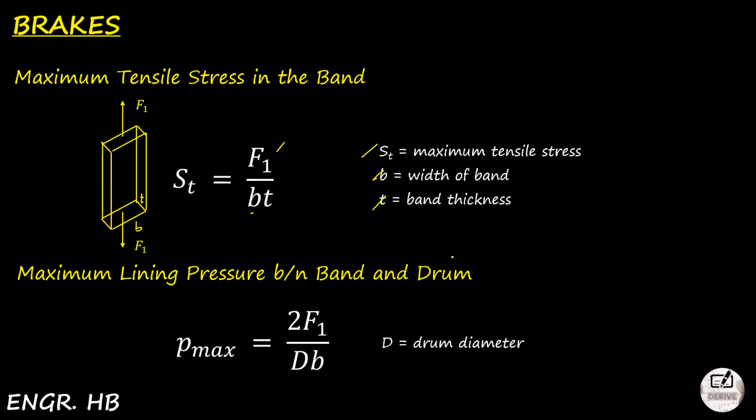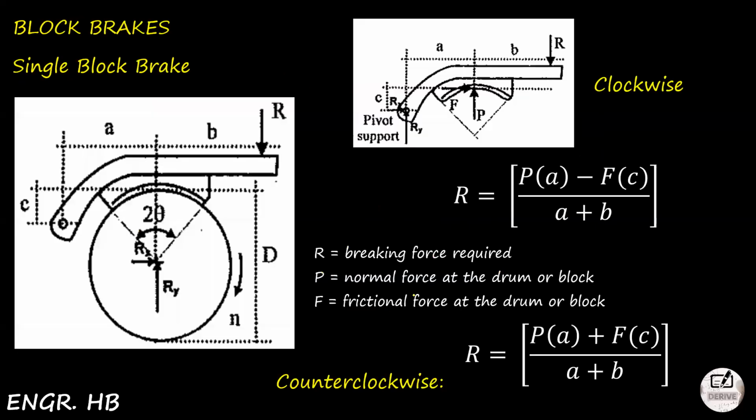And of course, we have the maximum lining pressure between the band and drum. So that is Pmax, and the maximum lining pressure is equal to 2F1 over D times B, or it can also be F1 over radius times width. But it can also be 2F1 over DB, since it is always given that D is the drum diameter.